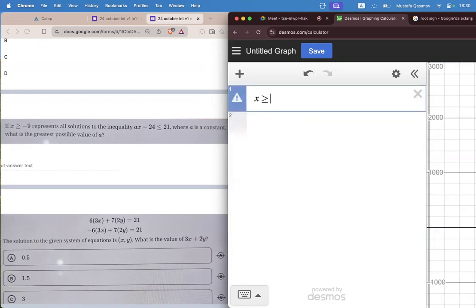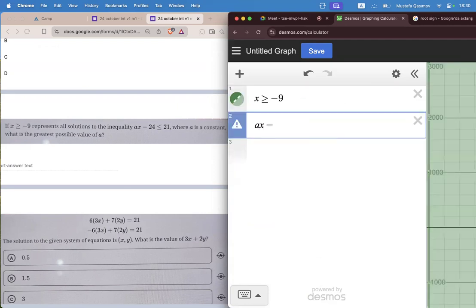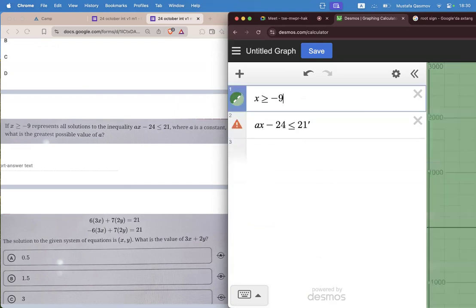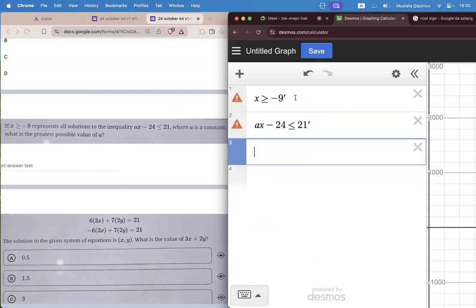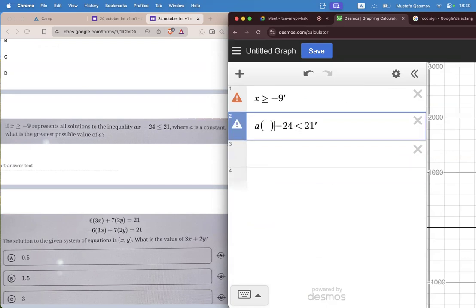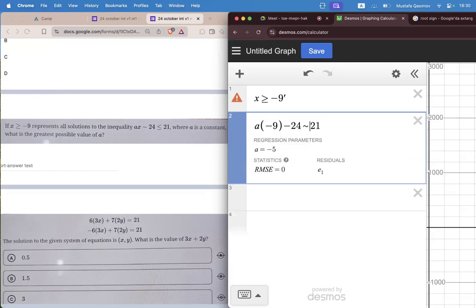x is greater than or equal to negative 9. x minus 24 is less than or equal to 21. So if x is greater than or equal to negative 9, we have to write negative 9 instead of x, and we have to make it equal. So a is equal to negative 5.